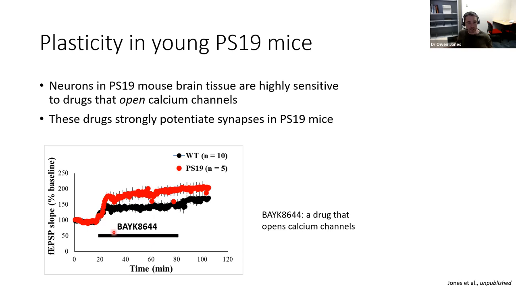And what we found was that if we wash this drug on to tissue from these PS19 mice, that we got a massive strengthening of these synapses. A little bit of a strengthening of the wild-type synapses also, but nothing in comparison to what we saw in these mice that display this mutated tau protein. So we're seeing very, very strong potentiation of synapses with drugs that open calcium channels, and correspondingly, a very, very strong block of synapse strengthening with any drug that would block these calcium channels. So these two sets of results go very nicely together.